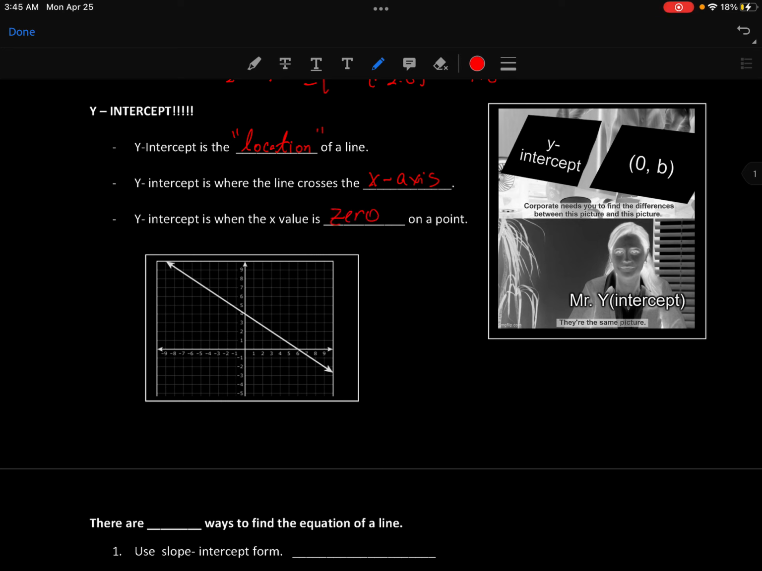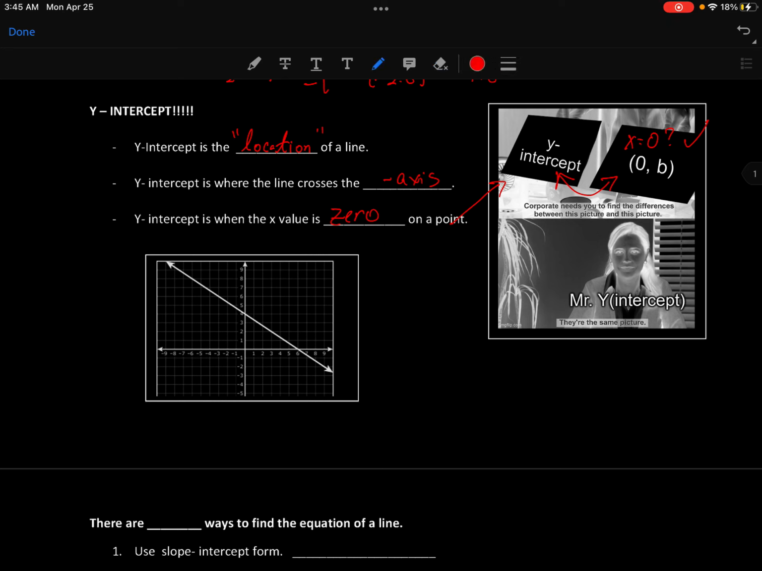Let's look at this meme that I made right here. Look at the y-intercept, 0, comma b. Is the x value equal to 0? Yes, it is. Corporate needs you to find the difference between this picture and this picture. Mr. Y-intercept, ha ha ha. They're the same picture. What I'm trying to say is that these two things, they're the same thing. If you ever see a point, 0, comma b, that's the y-intercept.